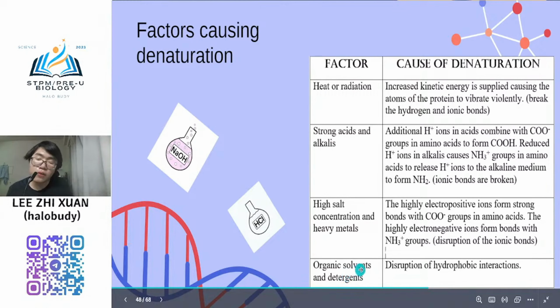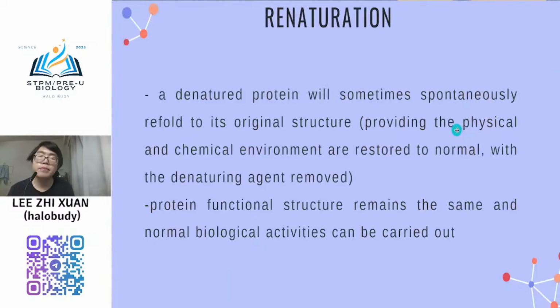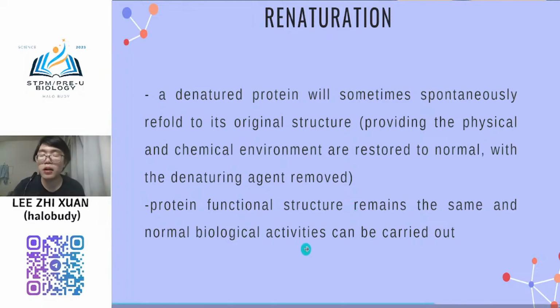Also, organic solvent and detergent will disrupt your hydrophobic interaction. So this is the cause of denaturation that can occur in your protein. If you want to renature your protein, normally it will sometimes spontaneously return to its original structure. You can provide the physical and chemical environment back to normal with the denaturing agent removed. So the protein's functional structure remains the same and normal biological activity can be carried out.